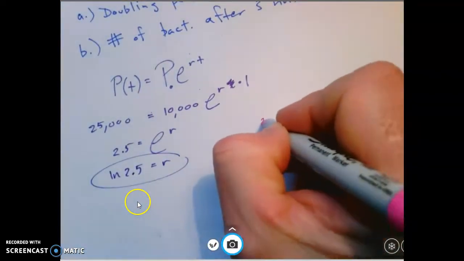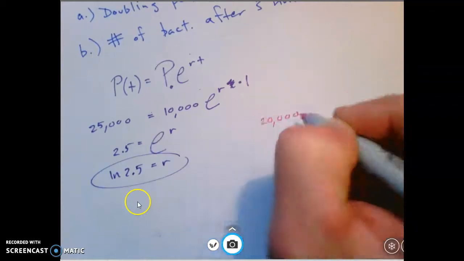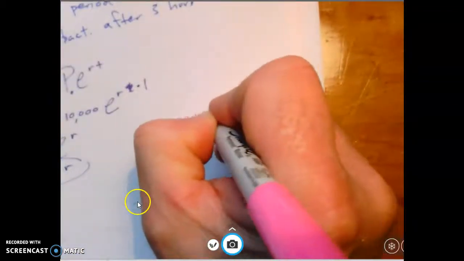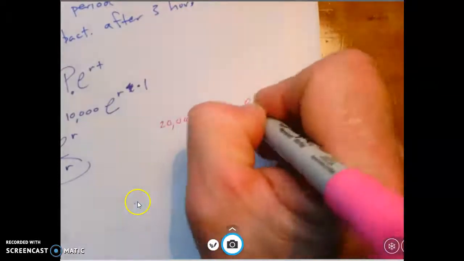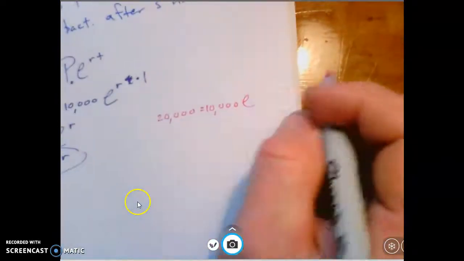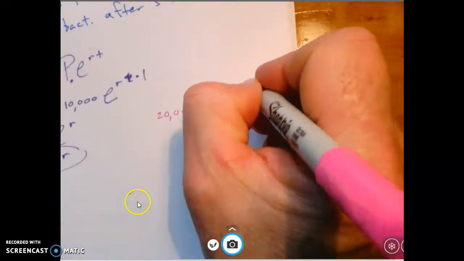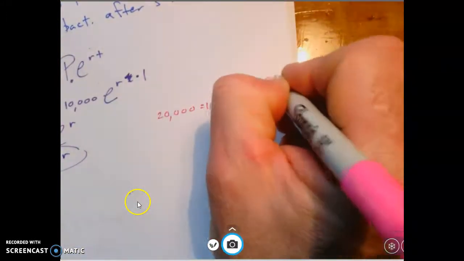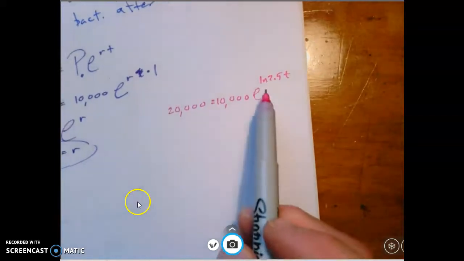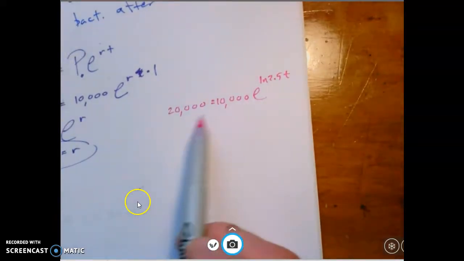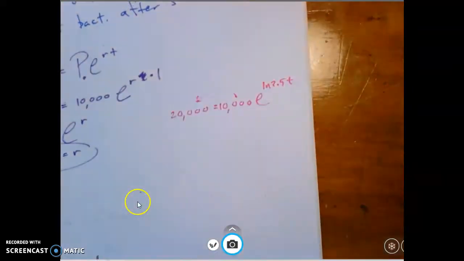I'm going to say 20,000 equals 10,000 times e to the ln of 2.5 times t. This is overkill here, but I'll just show you how to do it, and then we'll go to the more simplified version. What this is telling me is how long it takes to double, from 10,000 to 20,000, or from 2 to 4, or from 1 to 2.